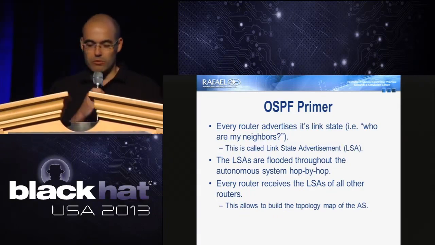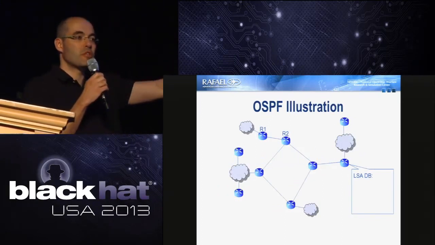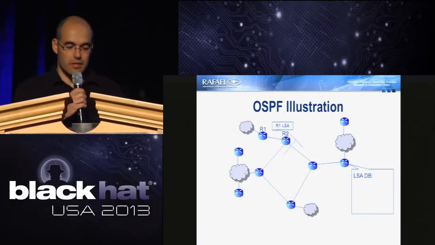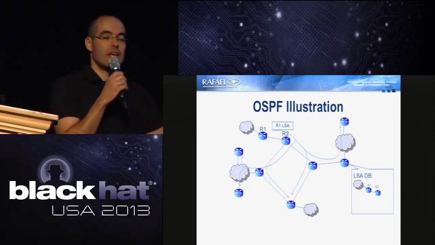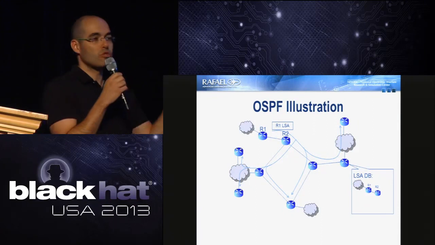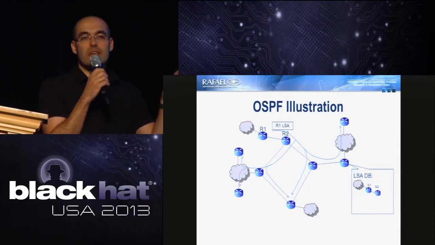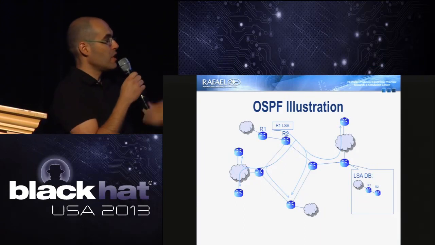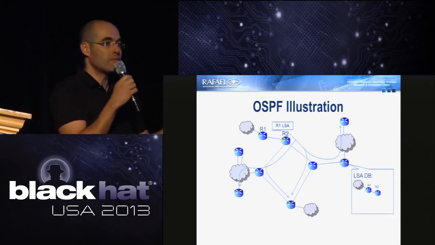Now let's see an illustration of how it works. Let's say this is our autonomous system. We have a bunch of routers and networks connected to each other. Now let's assume that R1 advertises its LSA, which of course is distributed, or flooded, throughout the autonomous system. Every router which receives the LSA keeps it in a special data structure called the LSA database, or LSADB. And now every router knows that R1 in this example is connected on one interface to this local area network and on the other interface to R2.